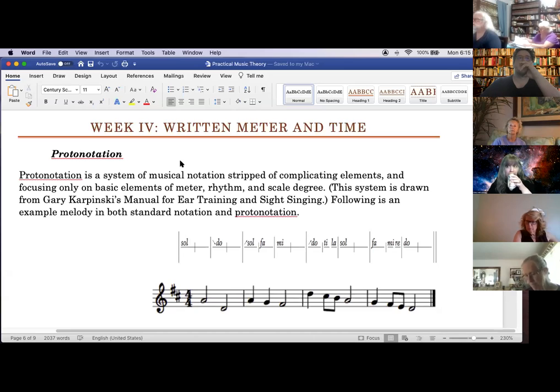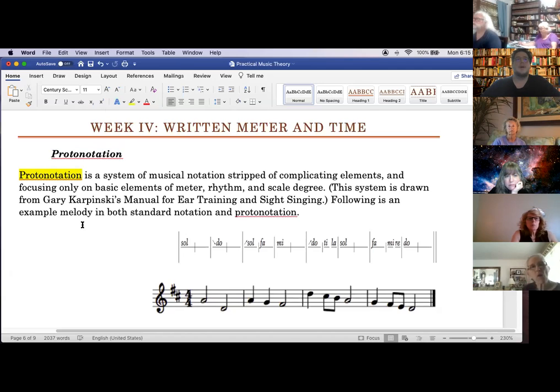In terms first of proto-notation. Now don't let this word make you nervous. This is going to be really simple when I show you actually how we do that. Proto-notation is a system of musical notation stripped of complicating elements and focusing only on basic elements of meter, rhythm, and scale degree. This system is drawn from Gary Karpinski's Manual for Ear Training and Sight Singing.